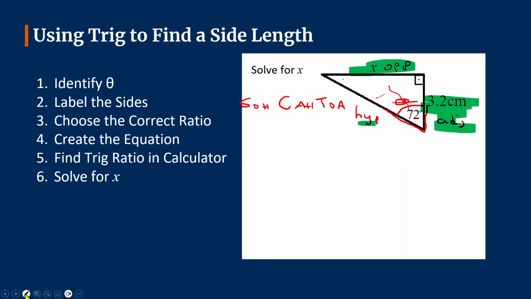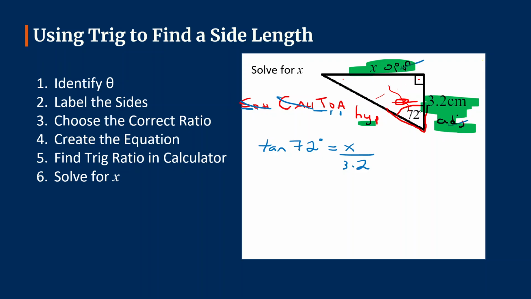So I need to figure out which trig ratio I can use that involves both the opposite side and the adjacent side. So sine doesn't work. Opposite over hypotenuse, not sine. Cosine doesn't work. That's adjacent over hypotenuse. Tan is opposite over adjacent. And opposite and adjacent are the sides I have. So this is going to be a tan question. So tan theta, 72, is opposite over adjacent. So we set up the ratio using what SOHCAHTOA tells us. SOHCAHTOA tells us that tan theta is opposite over adjacent.